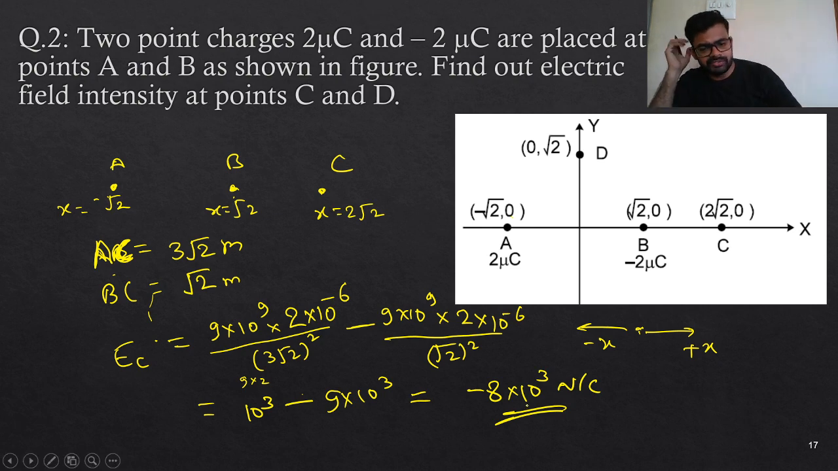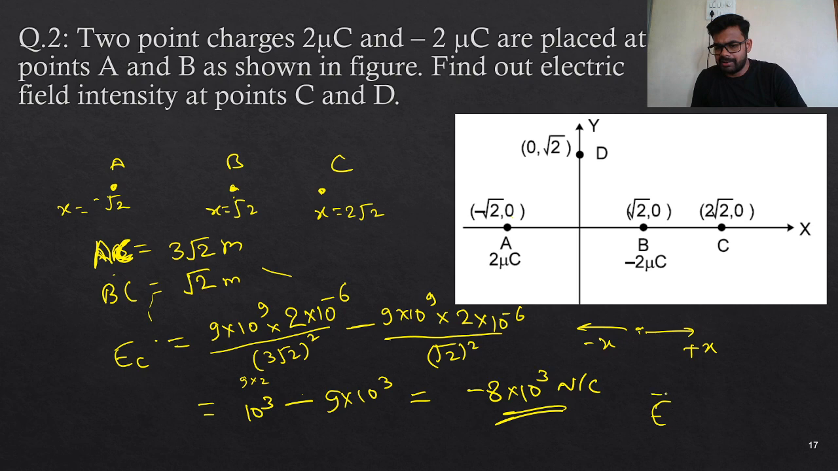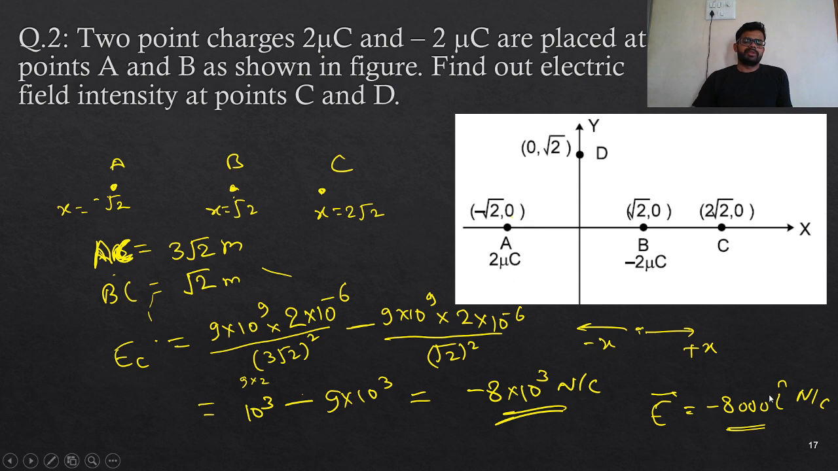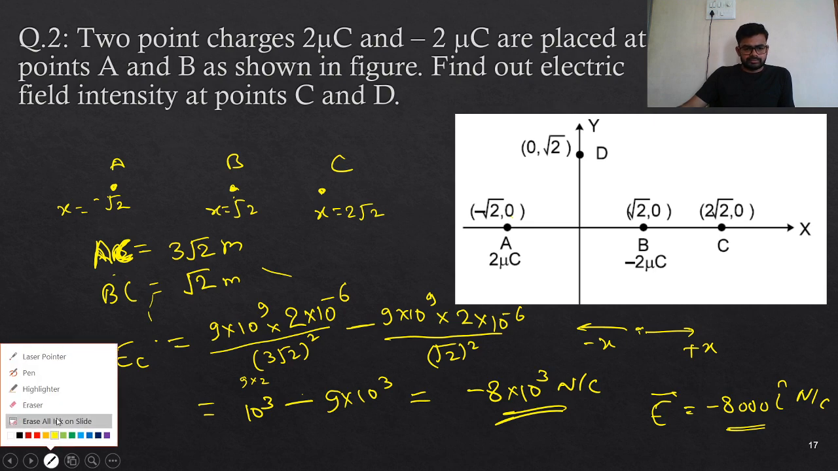So this is the electric field intensity at point C. If it is given in vector form, then what will be the answer? E will be minus 8000 i cap Newton per coulomb. Okay, yeah, minus 8000 i cap Newton per coulomb. That's all. So this is a simple thing. I think you understood it very well, right? You got it.